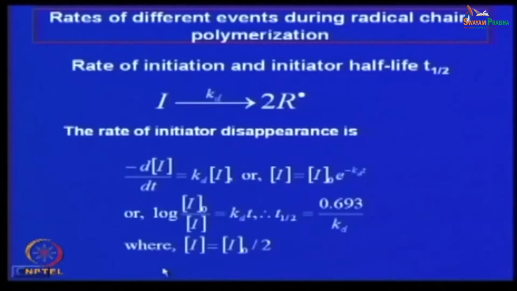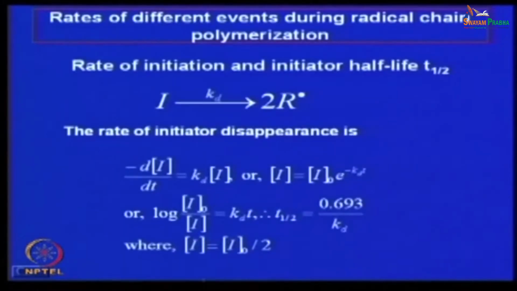Now, by setting the initiator concentration at the instant when 50% of the initiator molecules have been decomposed in this equation, we get the half life of the initiator at a particular temperature, of course, that is equal to 0.693 by Kd. This is a well known relation in every case of these decomposition reactions.